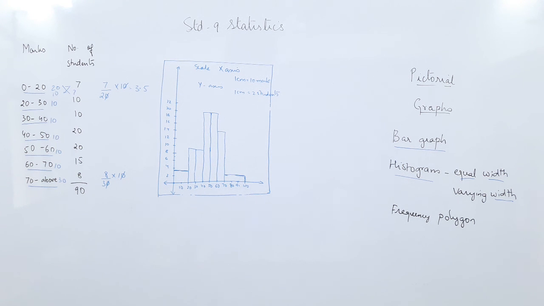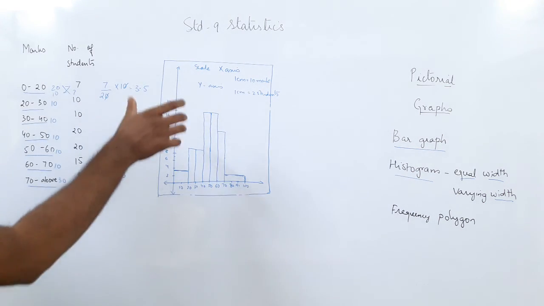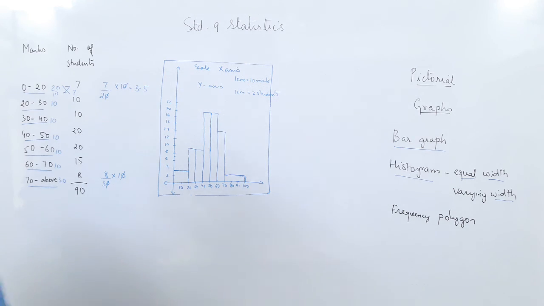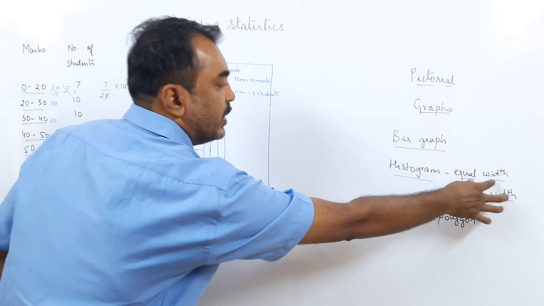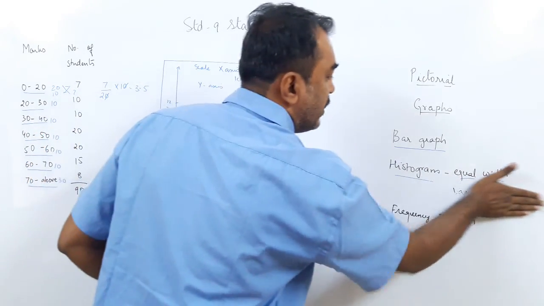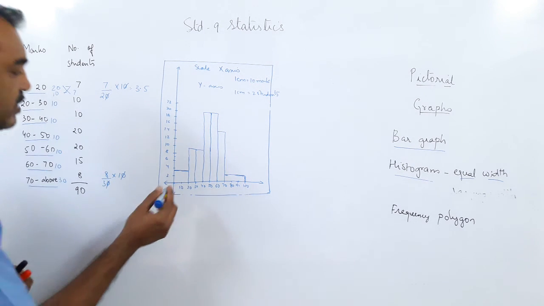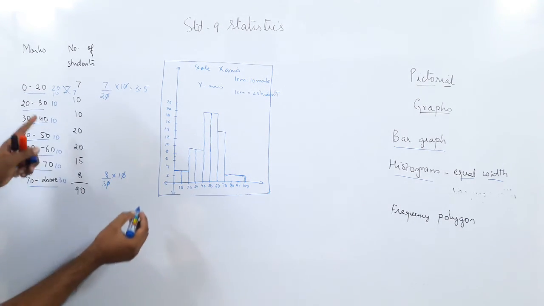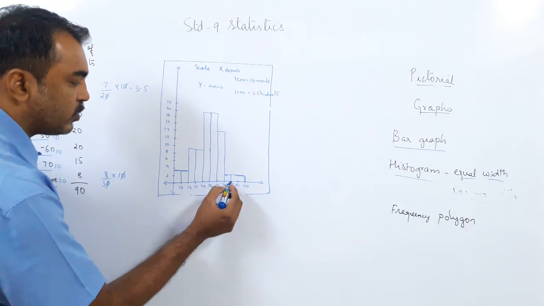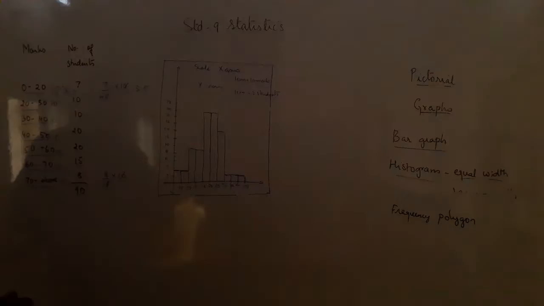Okay, now we'll try to understand the frequency polygon from the same graph. You will see how a frequency polygon is drawn. First of all, for the frequency polygon, you should have a histogram of equal width. We do not take varying width, we take equal width. So we have to make this of equal width. The data is right, I'll put the lines here. So 0 to 10, 3.5, 10 to 20, 3.5. Okay? So this is done. Now I'm going to draw the frequency polygon.